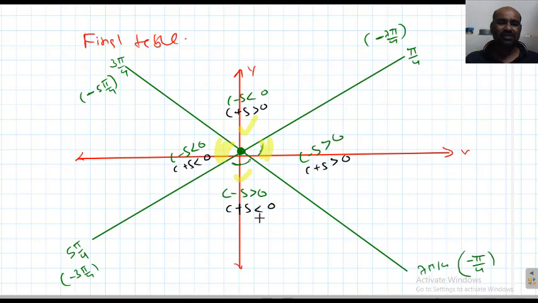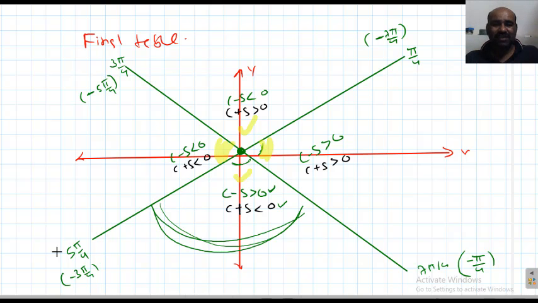C plus S less than 0 and C minus S greater than 0 here only. It means your A by 2 value should lie between this: in the anti-clockwise direction, 5 pi by 4 to 7 pi by 4, or in the clockwise direction, minus pi by 4 to minus 3 pi by 4. So the required A by 2 value should be 5 pi by 4 to 7 pi by 4.